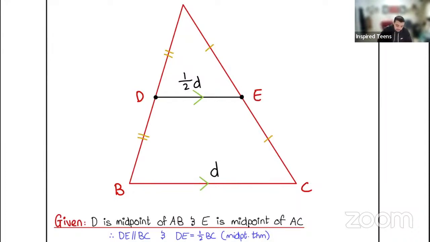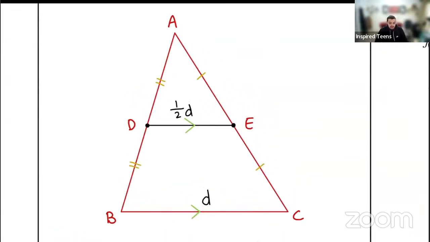So that's the first thing. DE is parallel to BC. And the second thing is DE is half of BC. DE is half of BC. Okay, so those are two things that you can use from the midpoint theorem, right?